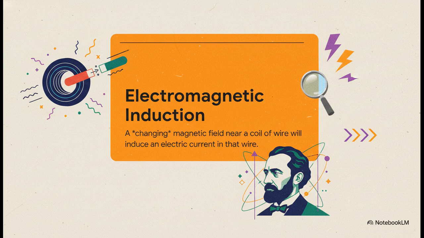He figured out that if you move a magnet near a coil of wire, a current just appears. It gets induced in the wire. The key word here, the one you must tattoo on your brain, is change. A magnet just sitting next to a wire does nothing. Zero. The magic only happens with motion, with change.